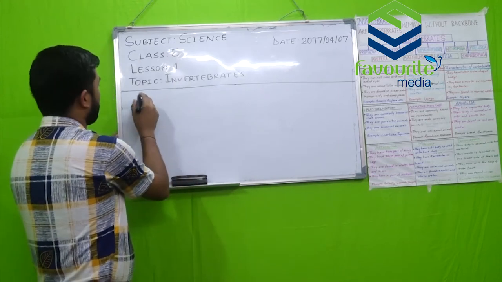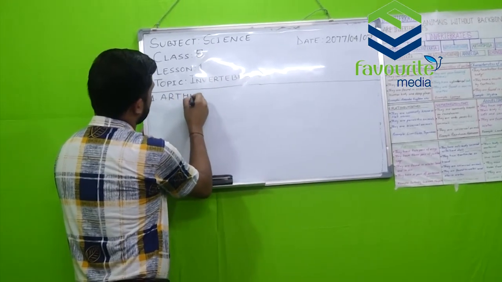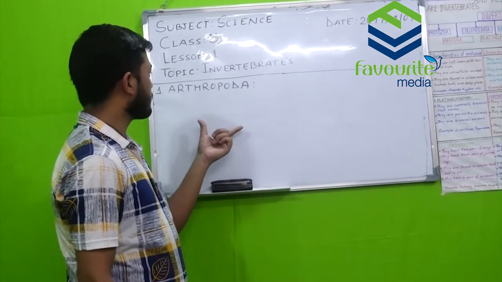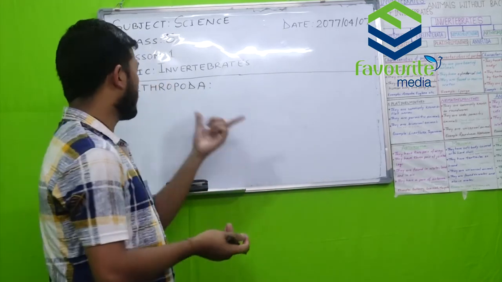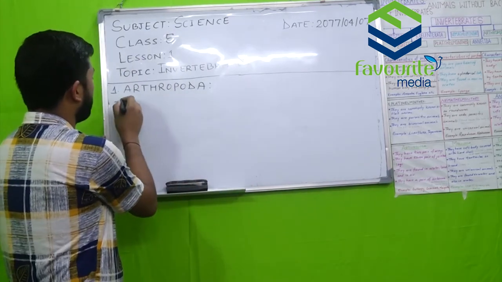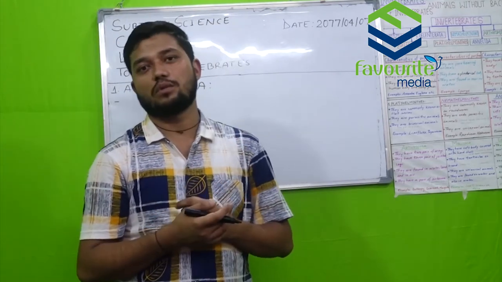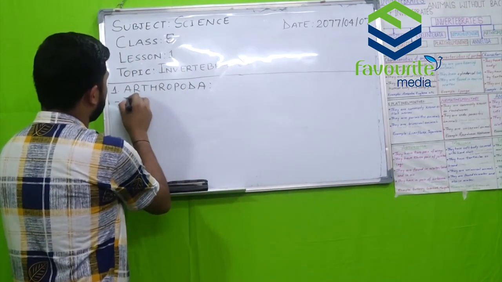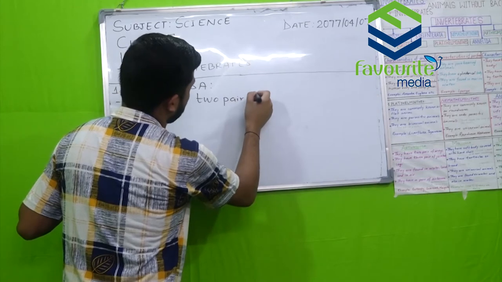Look here once on the chart. The first one is Arthropoda. The group Arthropoda mainly includes all the animals having two pair of wings, or you can write that the first characteristic of Arthropoda is they have two pair of wings. Two pair of wings means they have two pairs of wings. Wings help them to fly easily in the air. So the first one is they have two pair of wings.